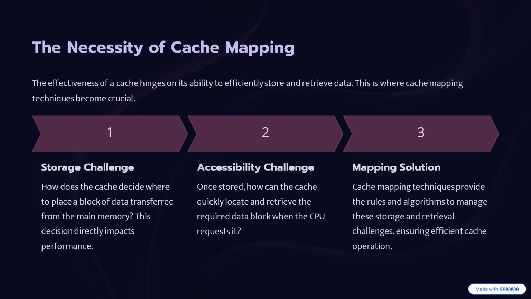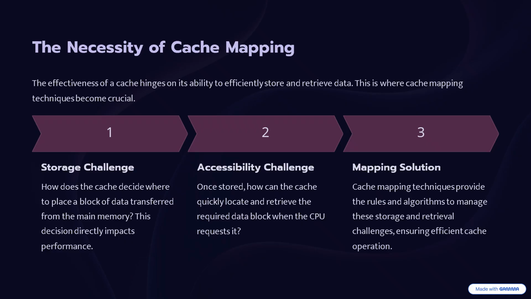The necessity of cache mapping. The effectiveness of a cache hinges on its ability to efficiently store and retrieve data. This is where cache mapping techniques become crucial. So, one, how does a cache mapping technique help, or how is it important? One, it helps with the storage challenge. How does the cache decide where to place a block of data transferred from the main memory? This decision directly impacts performance.